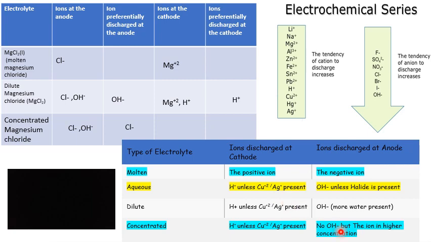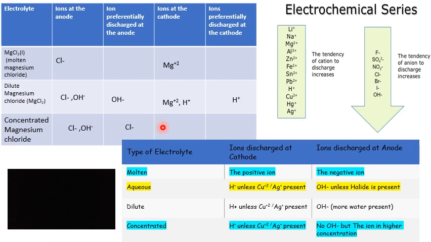Okay, and if you also look at your chart, it says that if a halogen is present, that's the one that's going to be discharged, or the negative ion is the one that's going to be discharged.